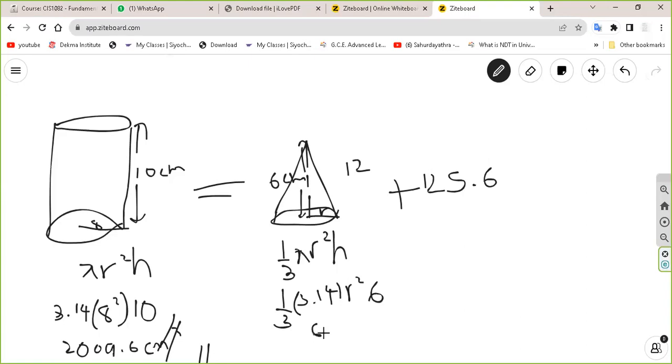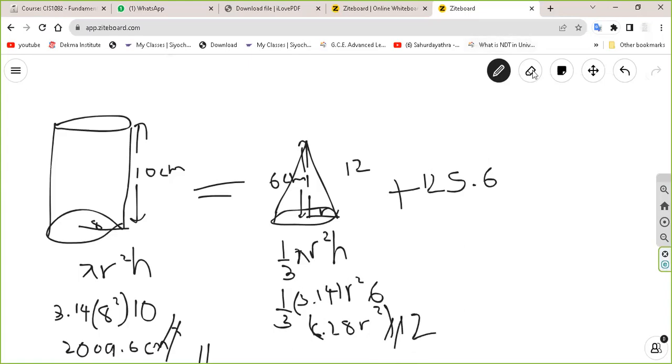6.28 into r squared. This is the volume of a cone. But here, melted, 12 identical small right circular cones are made. Then this answer into 12.